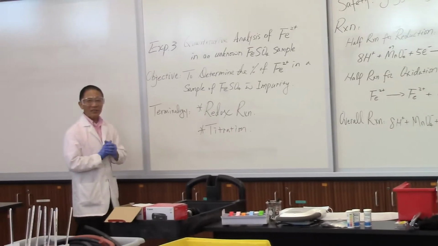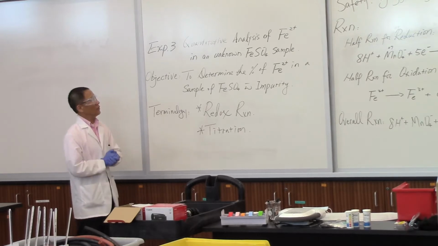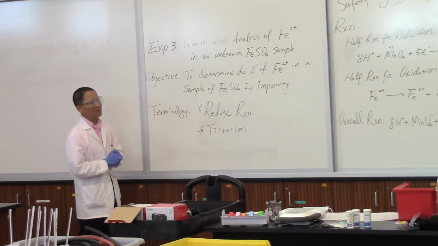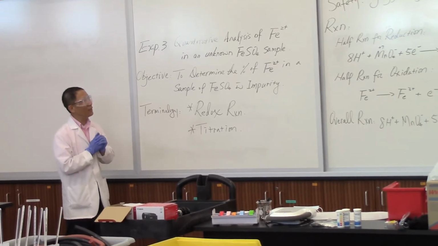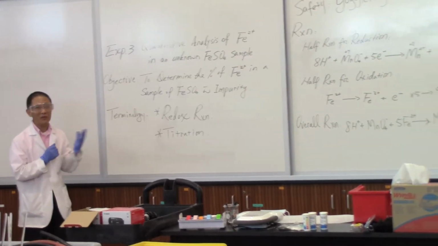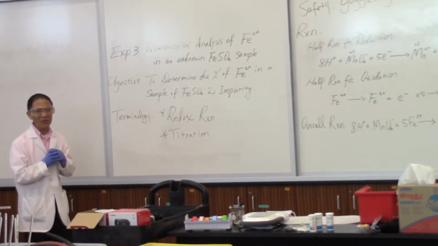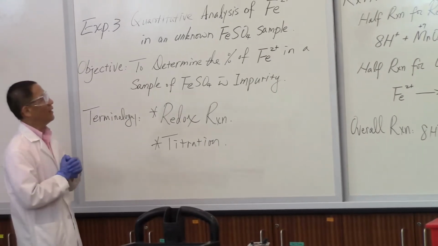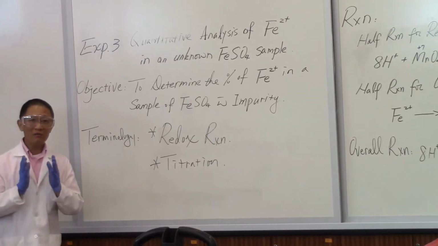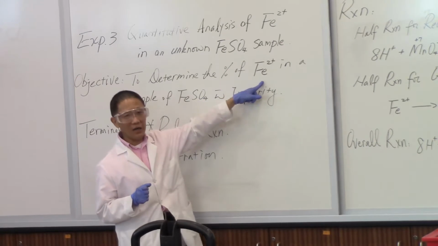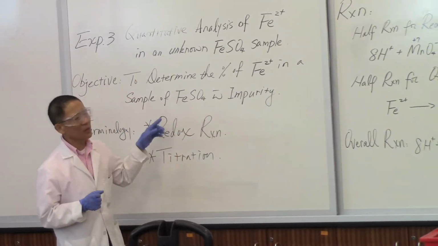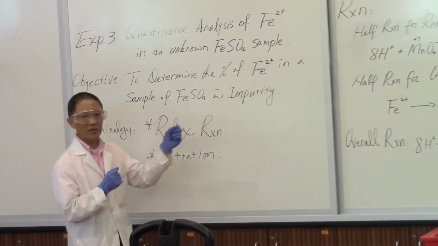Good morning, everybody. Today we're going to do experiment number 3, quantitative analysis of Fe2+ iron in an unknown iron sulfate sample. As a matter of fact, it's an iron ammonium sulfate in the sample that we're using. The primary objective of today's experiment is to determine the percentage of iron in the sample of iron ammonium sulfate with impurity.